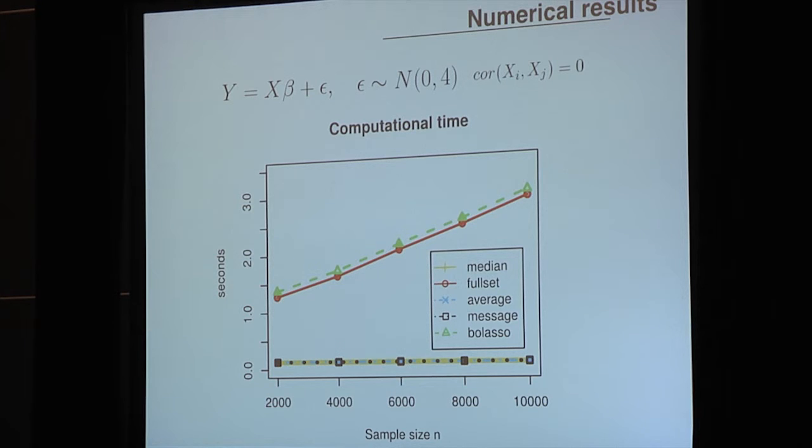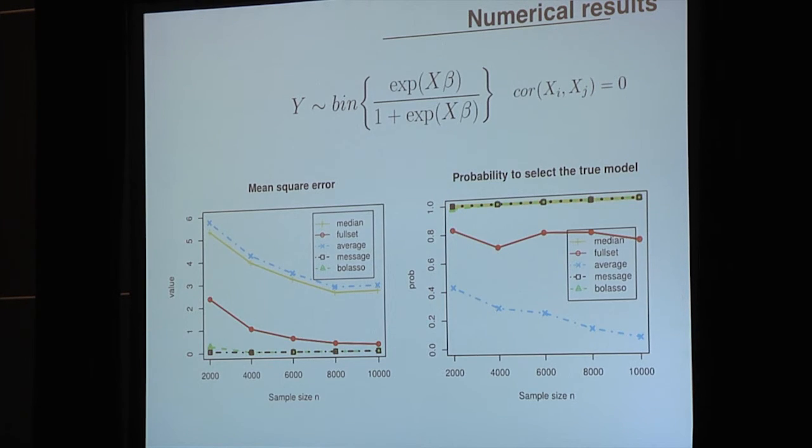That should be, right? So next, we're looking at the logistic regression. If you look at the picture, because the computation time is almost the same as before, we ignore that picture. Here, you can see the probability of selecting the true model and the mean square error. The advantages are even more significant compared to before. So MESSAGE is good and also fast.